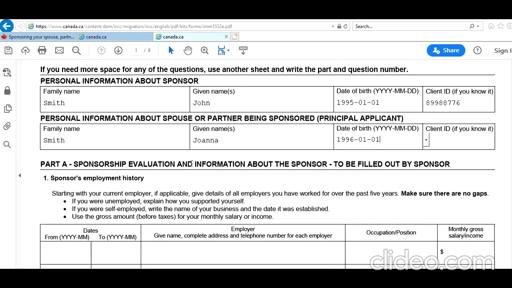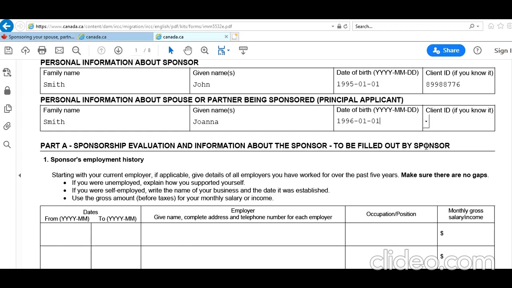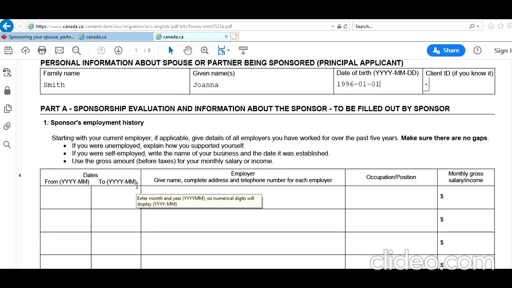Alright, now sponsorship evaluation and information about the sponsor, to be filled by sponsor. They have clearly classified it. Starting with your current employer, if applicable, give details of all employers you worked for over the past 5 years. Make sure there are no gaps. If you were unemployed, explain how you supported yourself. If you were self-employed, write the name of your business and the date it was established. Use the gross amount before taxes of your monthly salary or income.